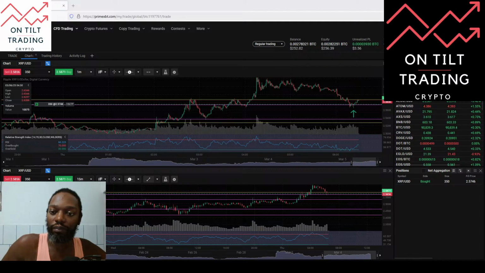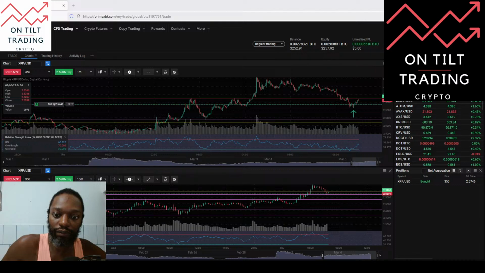R4. My signal to go long is if any currency pair price moves above R4. Down here on the 15-minute, we can see this is R3 and this is R4, and this is the move here on the 15-minute. This is where we are right here.